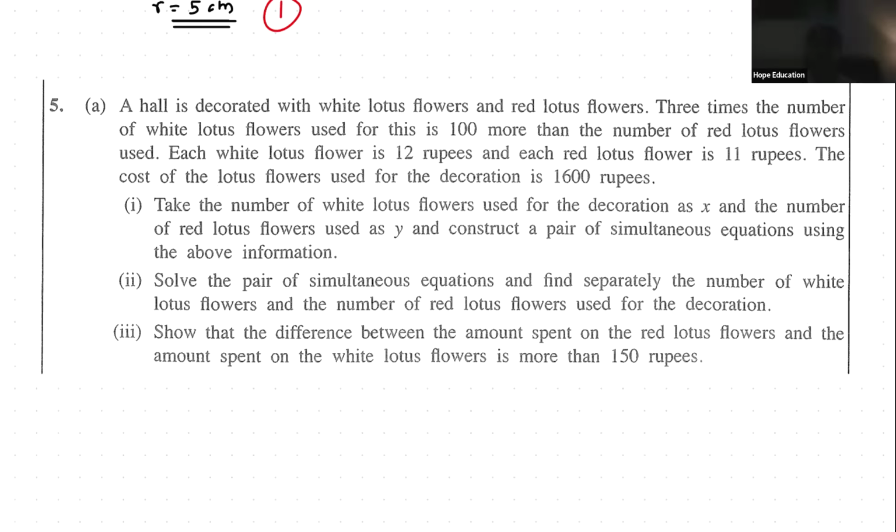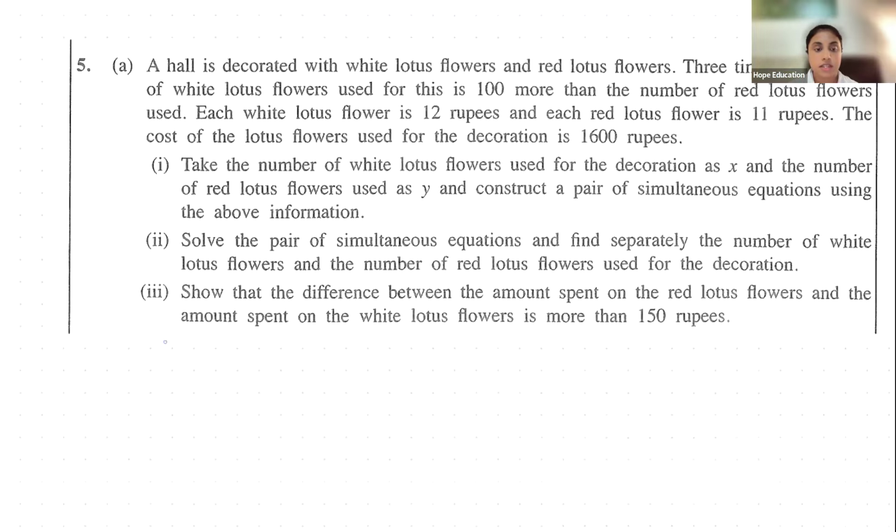So, a hall is decorated with white lotus flowers and red lotus flowers. 3 times the number of white lotus flowers used for this is 100 more than the number of red lotus flowers. Each white lotus flower is 12 rupees and each red lotus flower is 11 rupees. The cost of the lotus flowers used for the decoration is 1600 rupees. Take the number of white lotus flowers as X and red lotus flowers as Y. Okay. So white lotus flowers X, red lotus flowers Y, we will construct the two simultaneous equations.